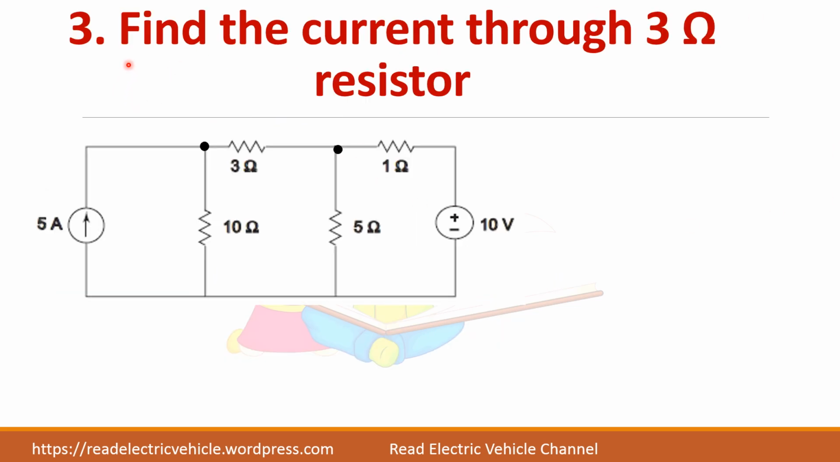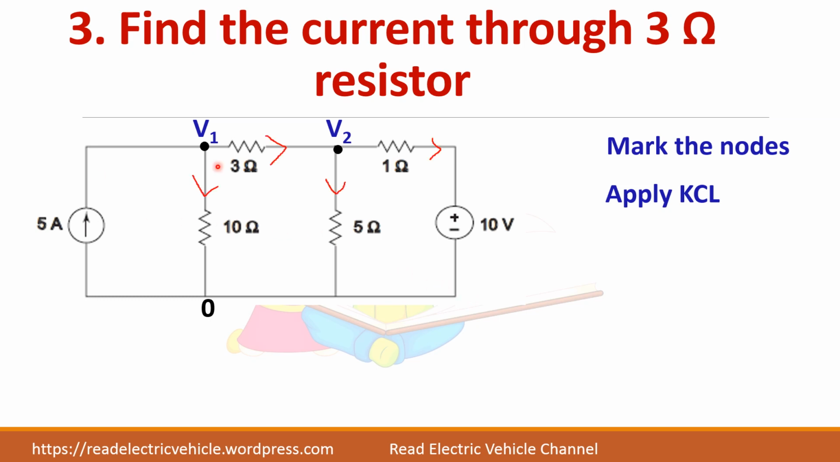Next, we will take another problem where you have to find the current through the 3 ohm resistor. If you see this circuit, the 3 ohm resistor is here. We have to find the current through this one. So mark the nodes V1, V2, and this is the 0 reference node. Now we will apply Kirchhoff's current law, mark the current direction and write the equation.